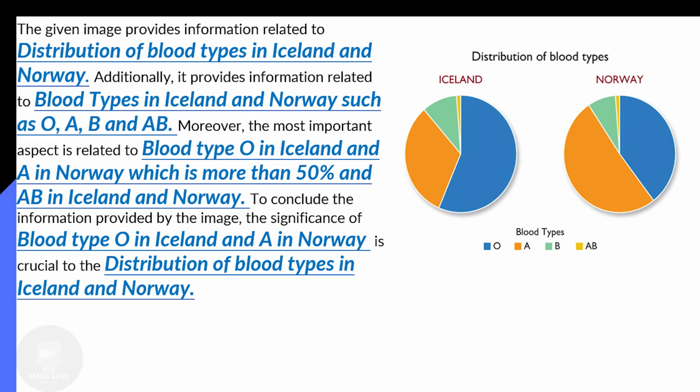The given image provides information related to distribution of blood types in Iceland and Norway. Additionally, it provides information related to blood types in Iceland and Norway such as O, A, B, and AB. Moreover, the most important aspect is related to blood type O in Iceland and A in Norway, which is more than 50%, and AB in Iceland and Norway. To conclude the information provided by the image, the significance of blood type O in Iceland and A in Norway is crucial to the distribution of blood types in Iceland and Norway.